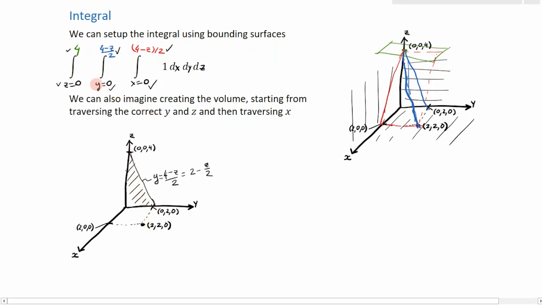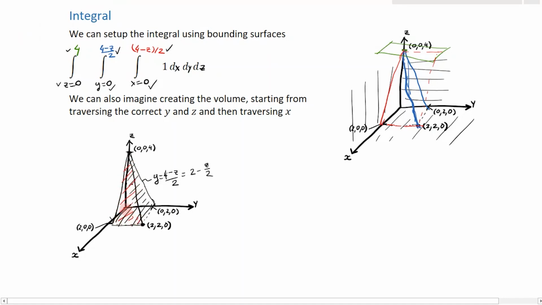Then you could think, okay, which values of x do I want? I know that I would want to integrate from this back plane, for other values of y and z, all the way up to the red plane that we found.